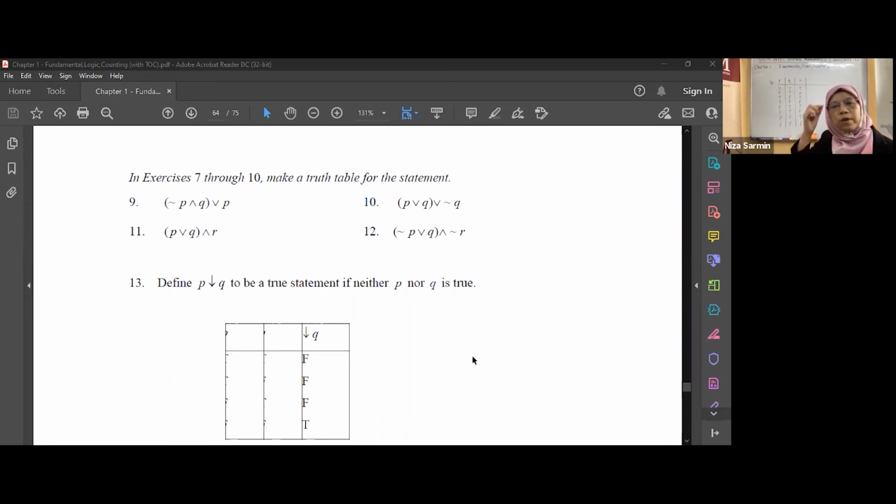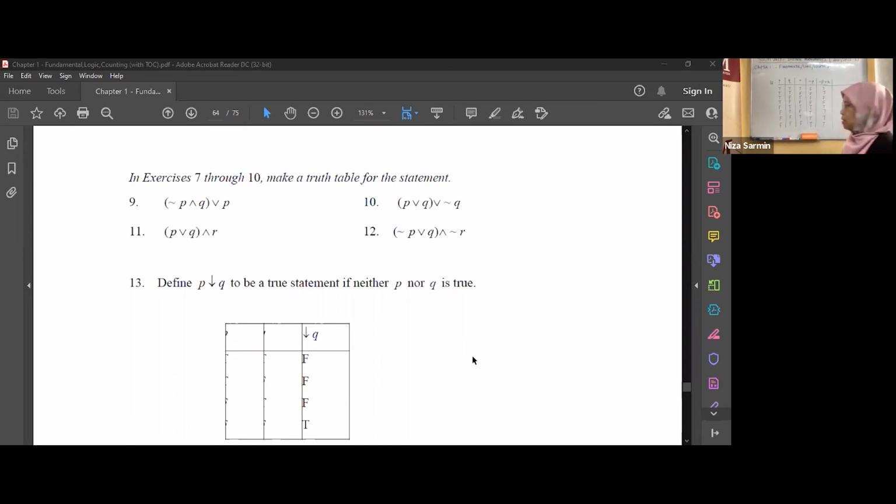Now the first one is not P. I will do not P: F, F, F, F, T, T, T, T. The next one I have is not P or Q. So I do this and I do this, yeah? Not P or Q: T, T, F, F, T, T, T, T.